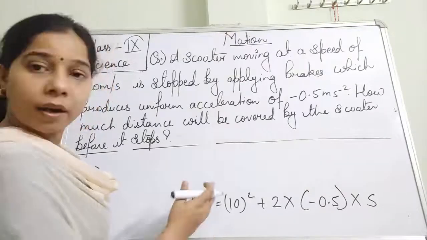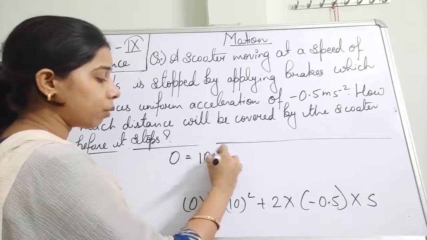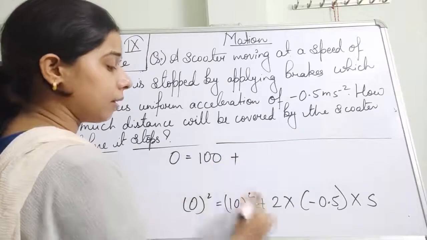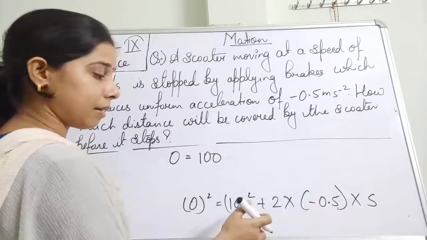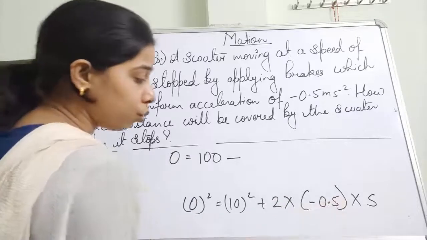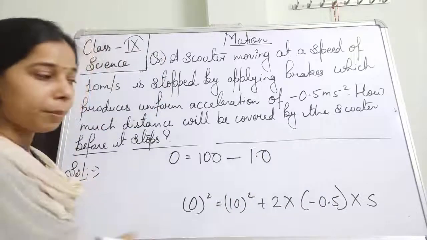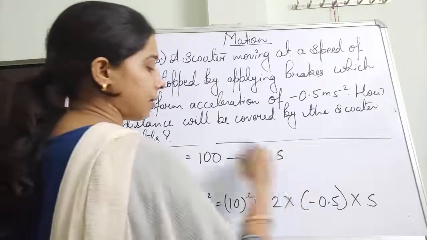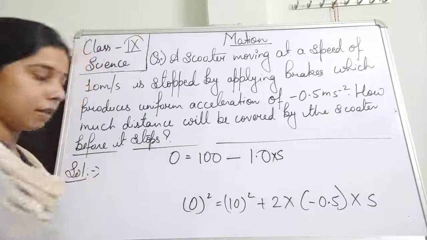Now 0 square will be 0 only, so we will write here 0 is equals to 10 the whole square, that will be equals to 100, 10 into 10, plus, and because minus and plus get multiplied, it will become minus 0.5 into 10 into S, which is equals to 1.0. Because 5 into 2 will be 10, putting a decimal, it will become 1.0. This is equals to 1.0 into S.